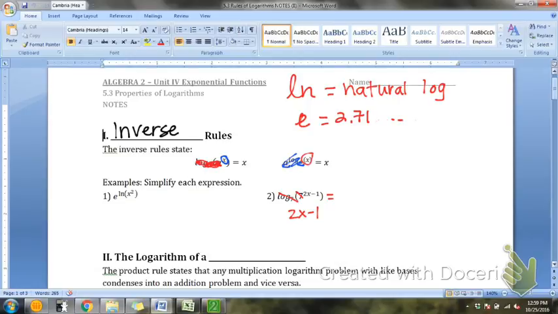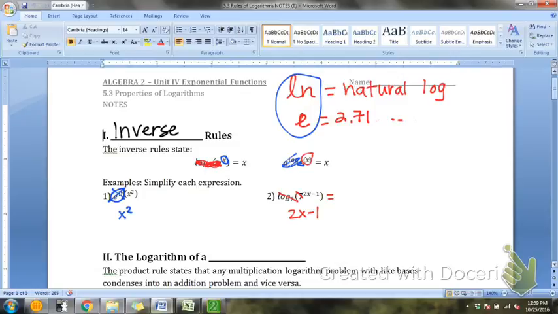But e and natural log are inverse operations, and they undo each other. So if you look at example 1, it says e to the ln of x squared. I just said that e and ln are inverses of each other. So it knocks it out. And you're just left with x squared. That's what inverse rules are. They knock each other out, for lack of better terms, not math terms. And then you're just left with whatever is remaining in the exponent. Okay? So that is our inverse rule.